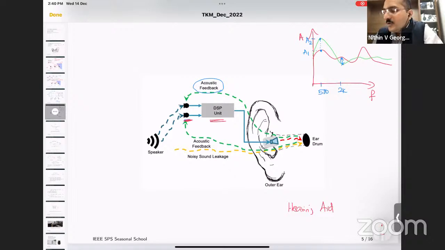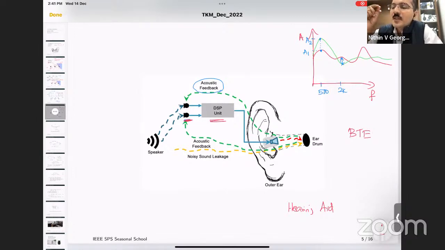Now the problem is, if you look at a typical hearing aid, what types of hearing aids are there? You have something called a behind the ear hearing aid. You have in the canal hearing aid, in the ear hearing aid. Different types of hearing aids are there.